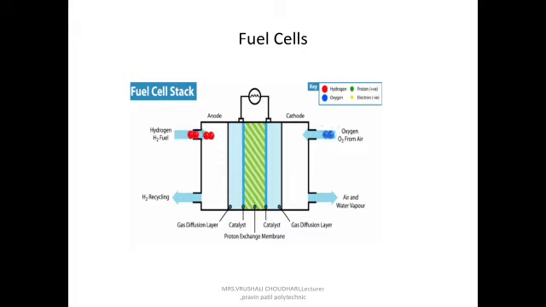When H+ combines with OH minus, they form a water molecule. The byproduct of this reaction is water. So these are non-polluting cells. Whatever product is formed is water, and as water is formed, it is non-polluting.